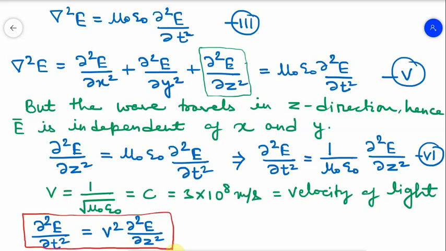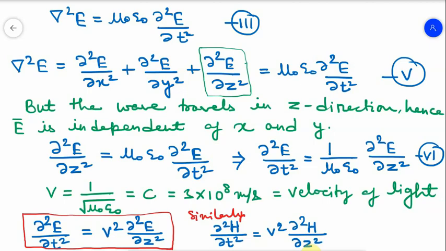So similarly, if we write for H, we can write for H directly. No need to derive because the expressions are the same. So for H also we can write del 2H upon del t square equals V square into del 2H upon del z square. Yes or no? So this is for the magnetic field intensity.